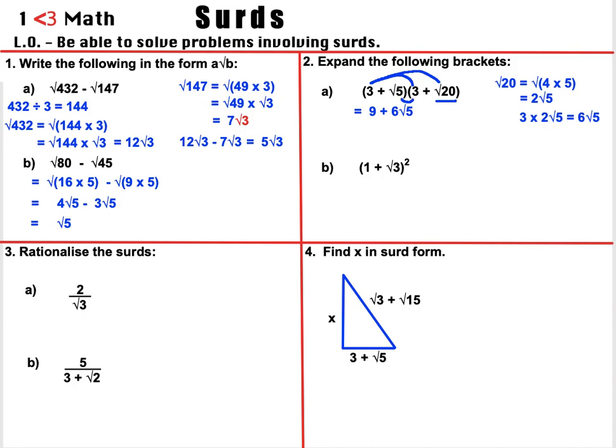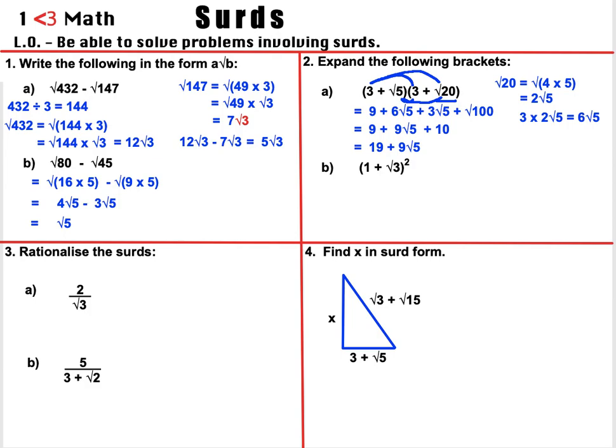Root 5 times by 3 is 3 root 5. And then finally, I'm going to actually just do root 5 times root 20, which is the root of 100. You can identify that as 10. To simplify, we then get 9. 6 root 5 plus 3 root 5 is 9 root 5. 9 plus 10 is 19, so we have 19 plus 9 root 5 as our solution.